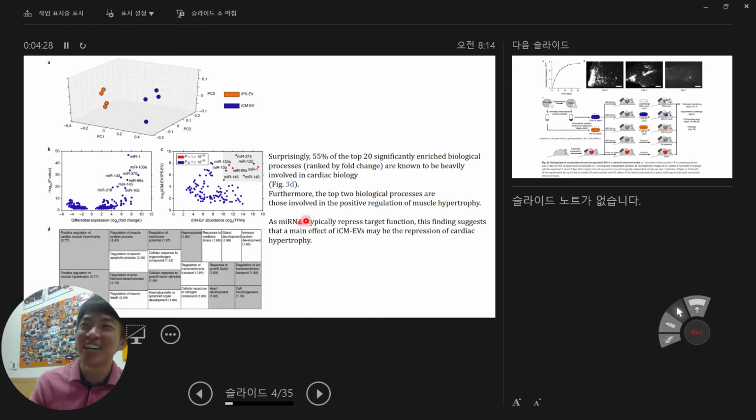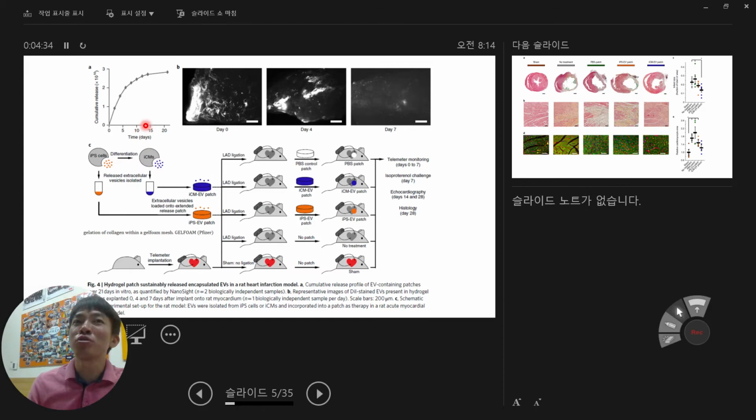And then they wanted to implant the EV, not the IV, in a certain cardiac muscle patch. So they measured the release of EV in a certain gel. Actually, they used this gel form from Pfizer. When they incorporate their EV in the gel form, over time some are released and the gel is degraded. They have two EVs, one from iPS and the other from ICM, and they conjugate them with this patch and then implant the patch into the infarcted heart.